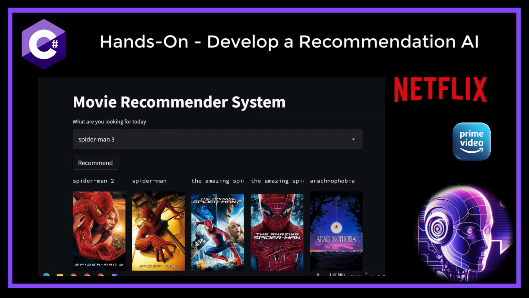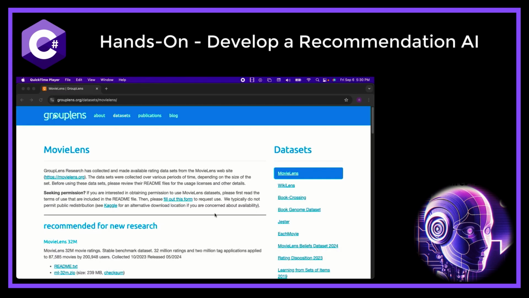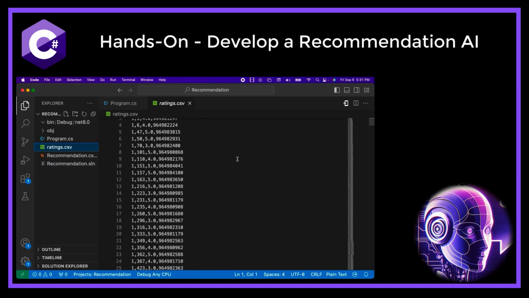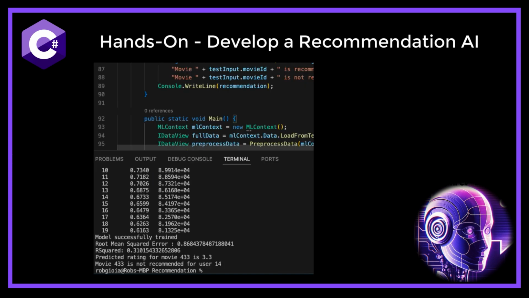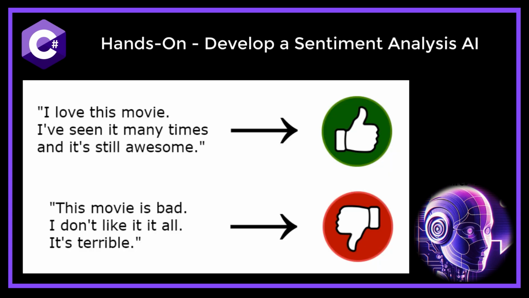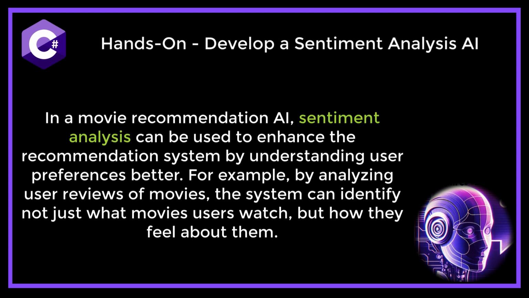This is the same technology that powers recommendations on popular platforms like Netflix and Amazon. Our system will leverage collaborative filtering techniques to predict what movies users will love. We'll use the MovieLens dataset, which contains millions of movie ratings from real users, to train our model. By the end of Section 11, you'll have a fully functional recommendation AI that can make accurate and personalized movie suggestions.